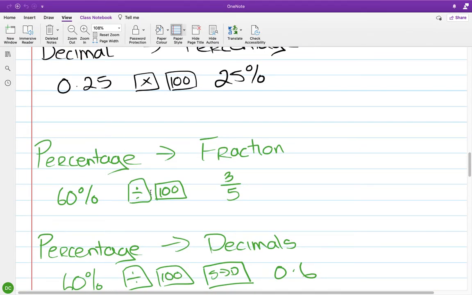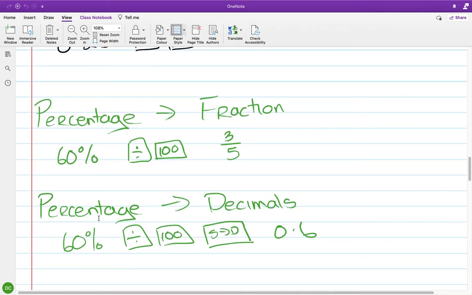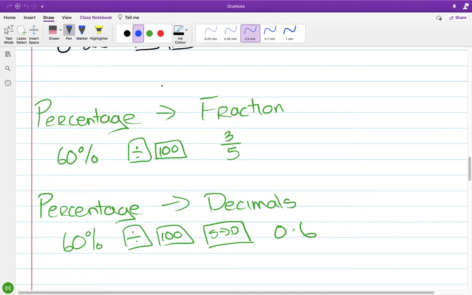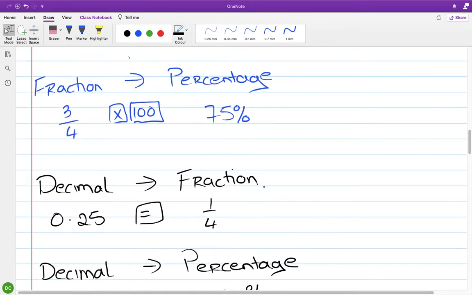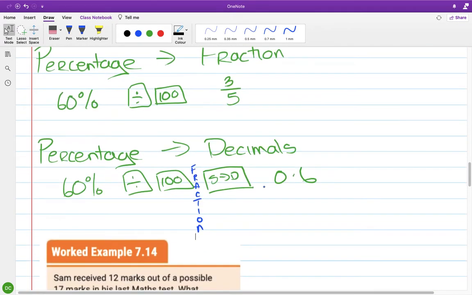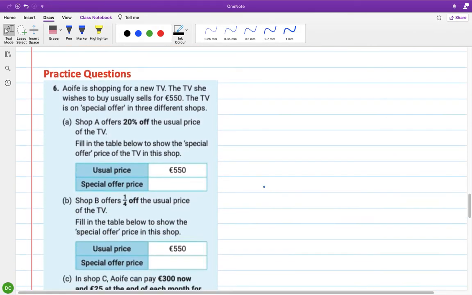Percentage to fraction, you're going to divide by 100. And then if you want to go percentage to decimal, you divide by 100, which will give you a fraction. So in here, you'll get a fraction. And then if you hit the SD button, same as up above, you turn the fraction into a decimal, okay? So they're worth taking down into your copies, how you make those conversions on your calculators. And then I gave you a few practice questions to do.